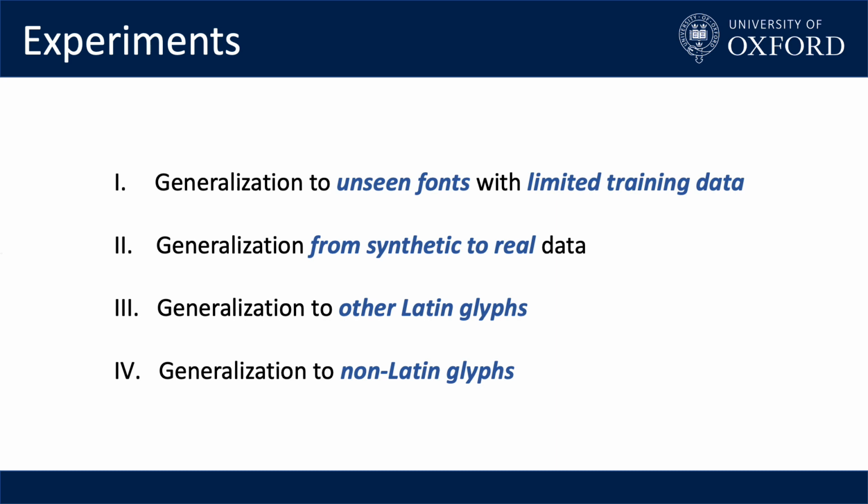First, generalization to unseen fonts with limited training data. Second, generalization to real data of models trained on synthetic data. Third, from English to other Latin languages with similar shapes but different alphabet size. Fourth, from English to non-Latin languages which are different both visually and in the alphabet size.